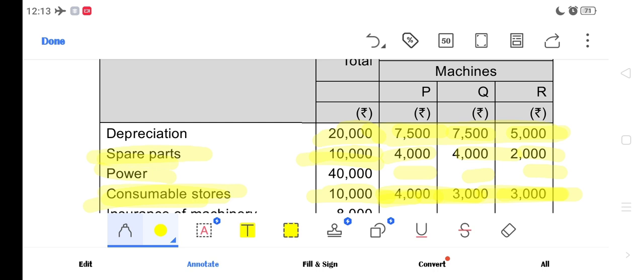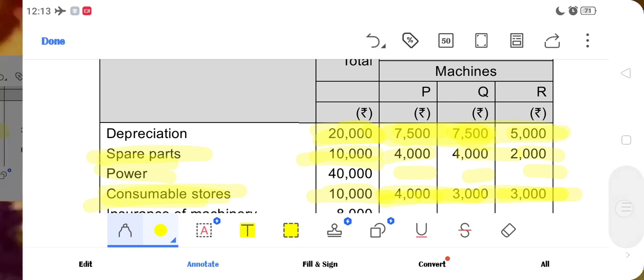So 7,500 is there. What is the total? 20,000 is the total only, no? So 7,500 divided by 20,000 into 100, you get the ratio 37.5 percentage. So Q also same, no? 37.5 percentage. So P and Q combinedly 75%, which means equally, and for R it is 25% of total.